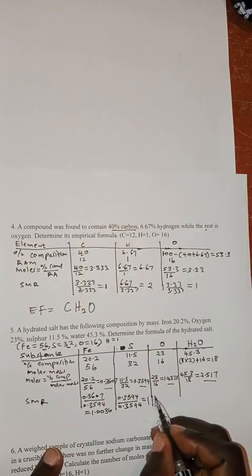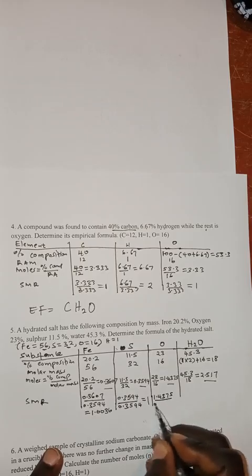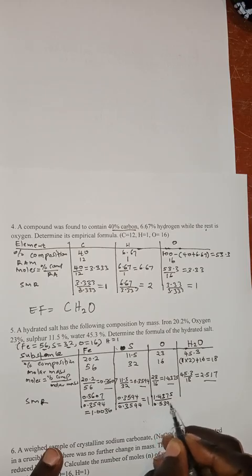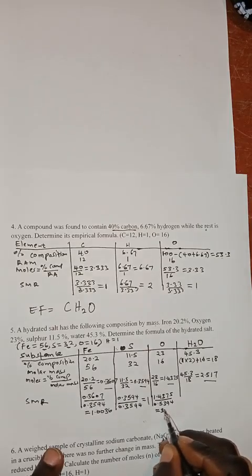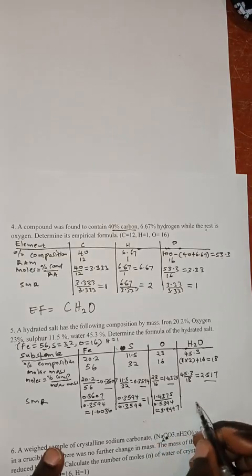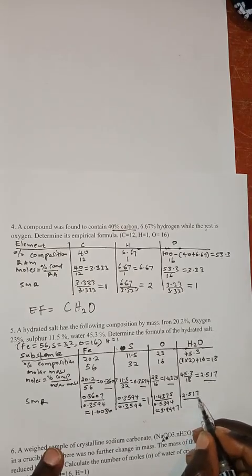Then for oxygen, it is 1.4375 divided by 0.5394, so that for oxygen we get 3.9997. Then for water, the moles are 2.517 divided by 0.3594, so that now the answer that we get here is 7.003.